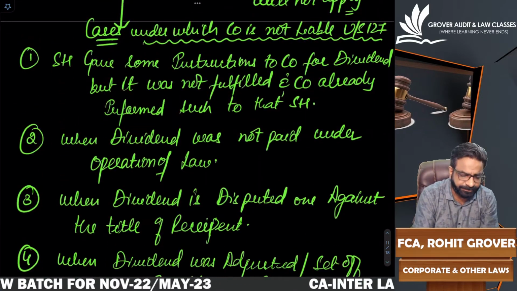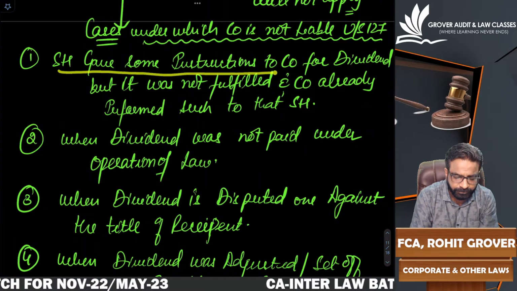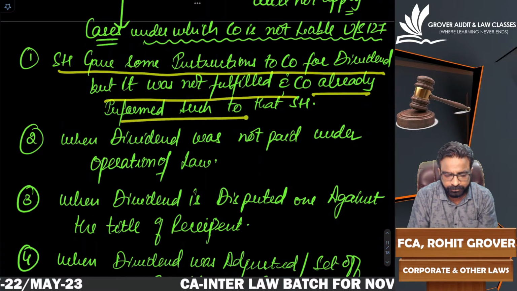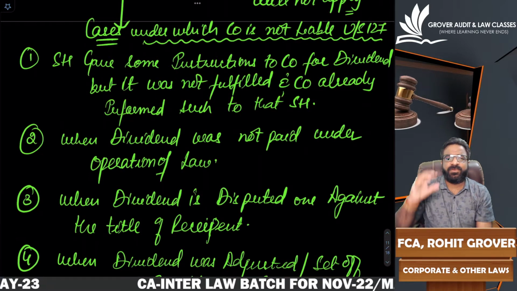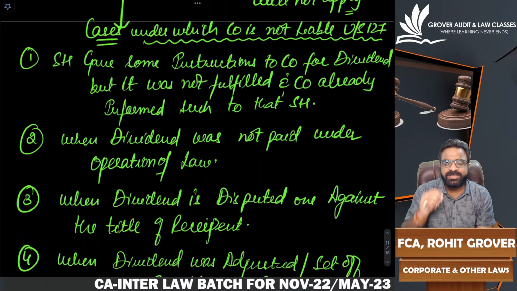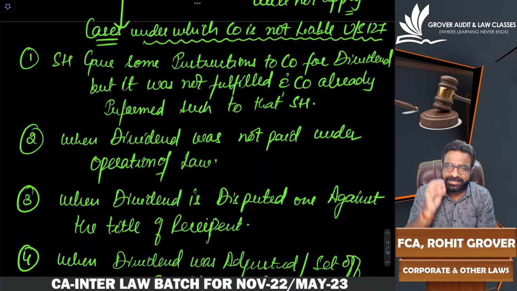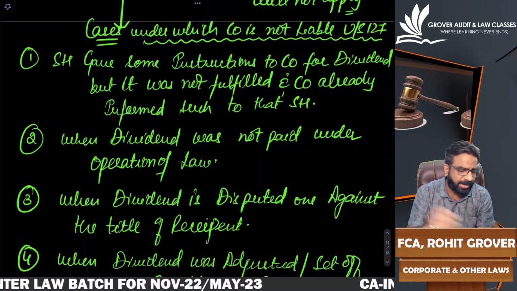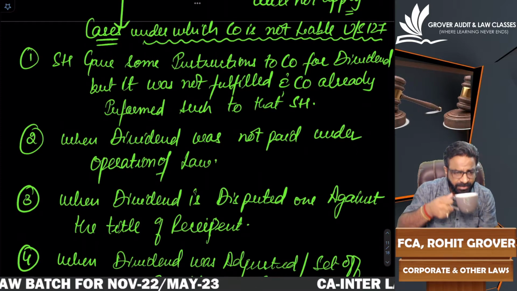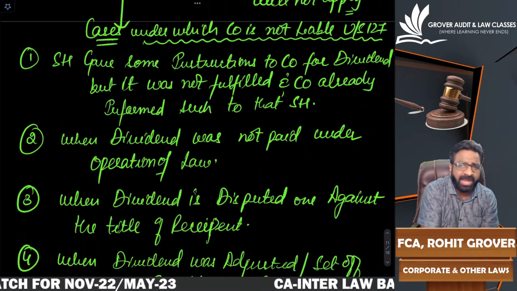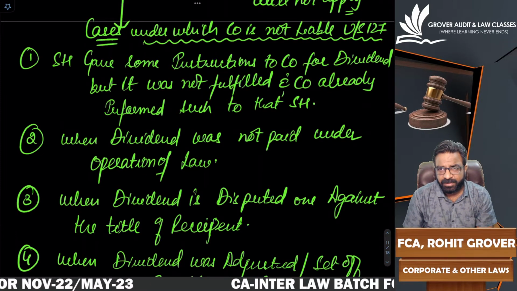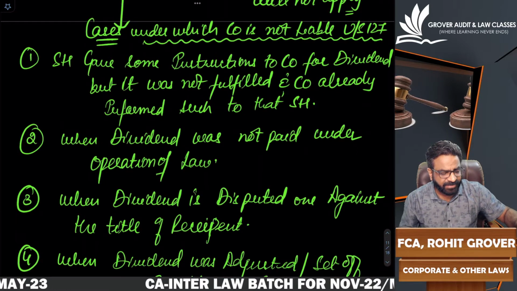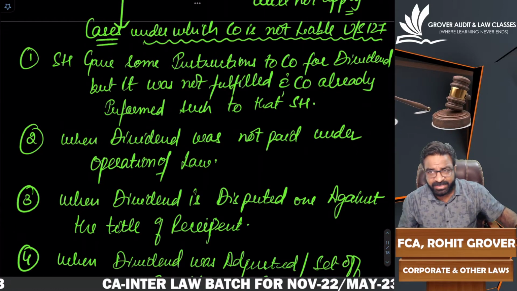What are the cases? Read case number 1. Shareholders gave some instructions to the company for the dividend, but it was not fulfilled and the company already informed the shareholders. Now let's say for example, you told me, sir, I don't want the dividend by check. Please pay me the dividend via account transfer. What is the demand you made? Account transfer. I tried to do the transfer 2-3 times, but every time your bank says this is a wrong bank account, the receiver account is not valid. Now tell me, is it my fault?